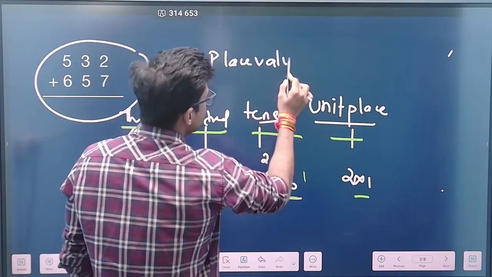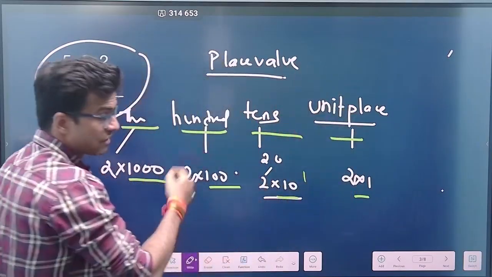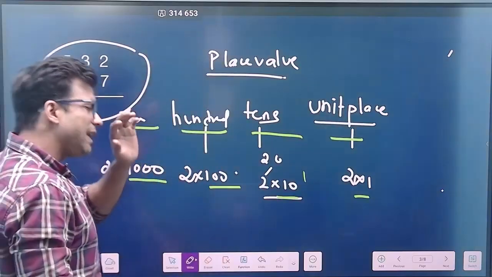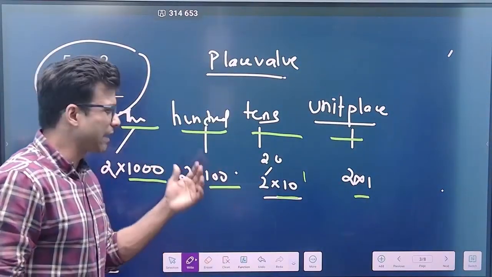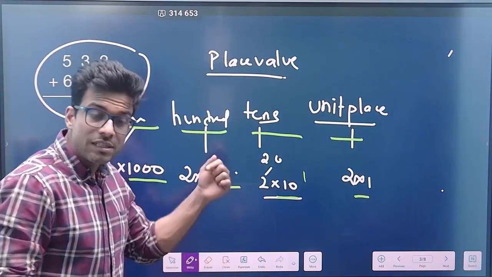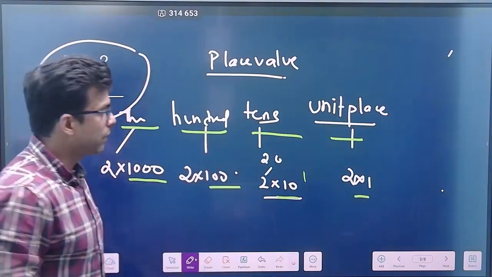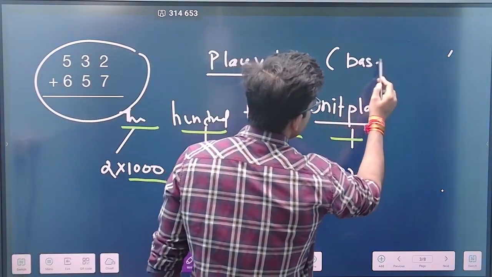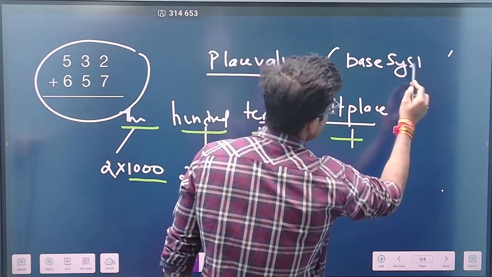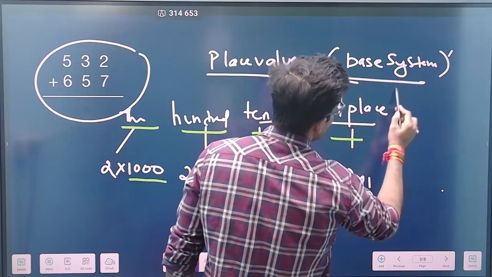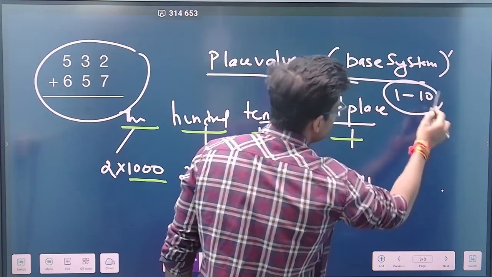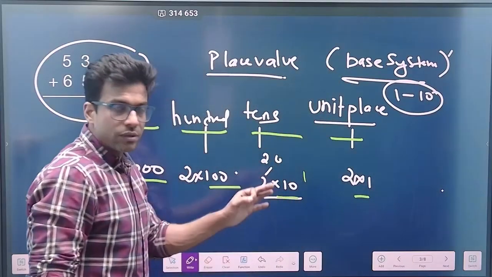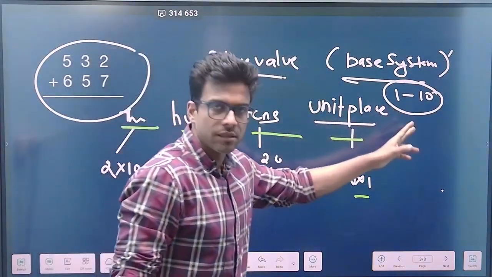Now I will be using it. I will be using this structure while solving any of the additions, like I will be solving right now also, and you will see one by one what I do. Okay. Now this is called the base system. The base system is basically when I use a number from 1 to 10, correct?